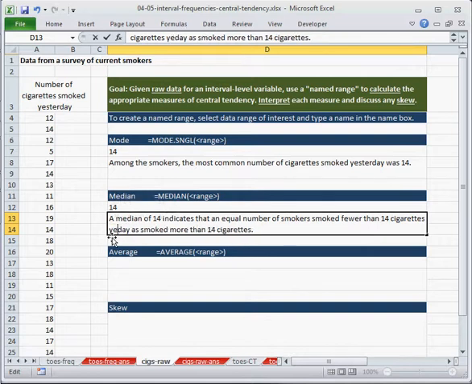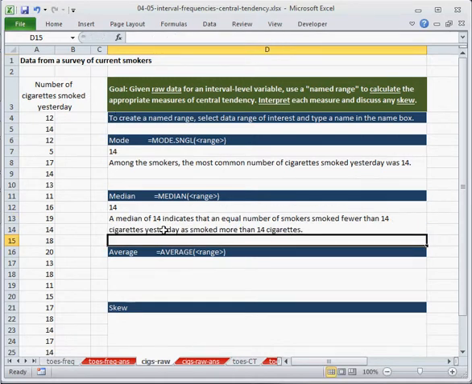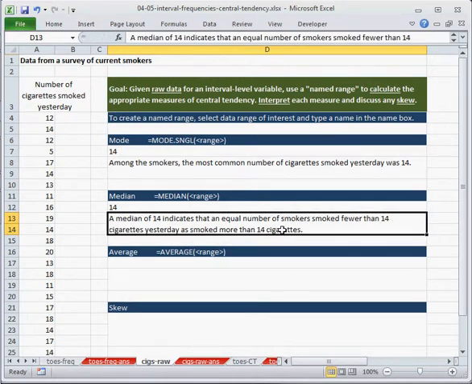I'll just put yesterday here, just because that's what the data is telling you. But presumably, by asking a question like this, it would be on a typical day, but they would ask them yesterday due to methodological reasons, because they would remember yesterday better. So 14 indicates that an equal number of smokers smoked fewer than 14 cigarettes yesterday as smoked more than 14 cigarettes. So the same number under 14 as there are over 14. That's what the median is telling you.